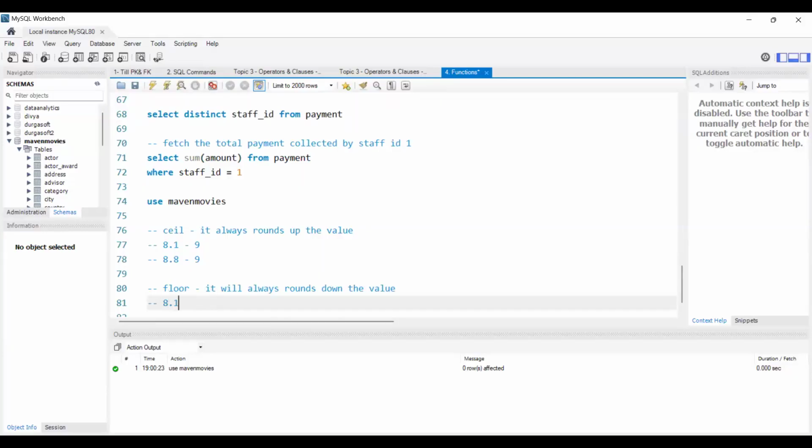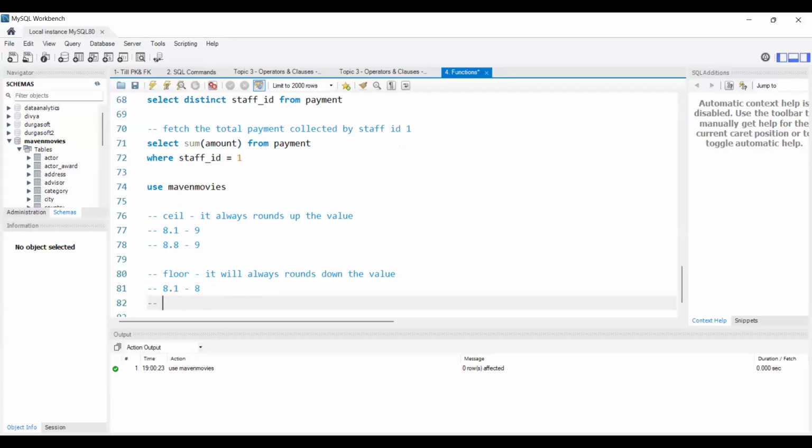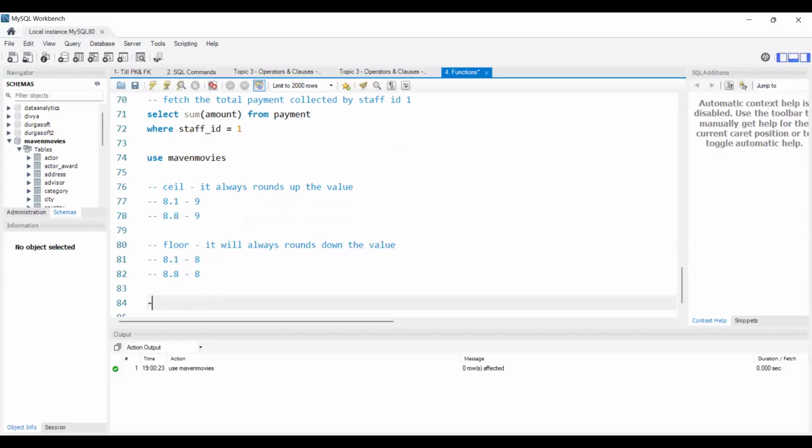For the same 8.1, if we use floor, our answer will be 8, and for the same 8.8, if we use floor, again the answer will be 8. Irrespective of what number we give after the decimal point, whenever we use ceil, it rounds to the next value. But for floor it rounds to the previous value only. Okay.